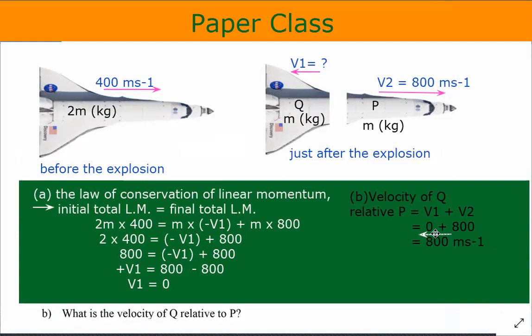Like we observe the coconut trees are moving when we are traveling in a vehicle. Same thing happens here. So he will say, piece Q is moving away from me with a velocity of 800 meters per second in the direction that I have marked.